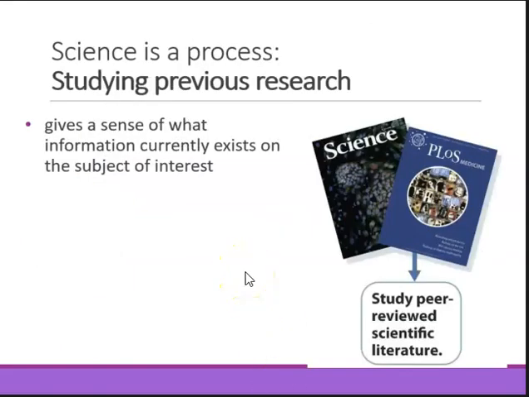Now, studying previous research that has been published gives a sense of what information currently exists on the subject of interest. So make sure to use and study peer-reviewed scientific literature. Be able to discern and differentiate scientific literature that has been peer-reviewed versus articles that might not have studies to back their information.